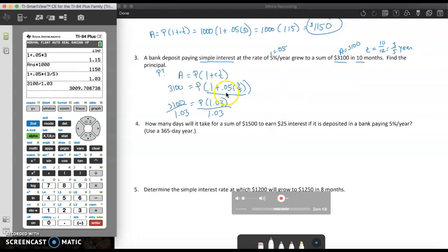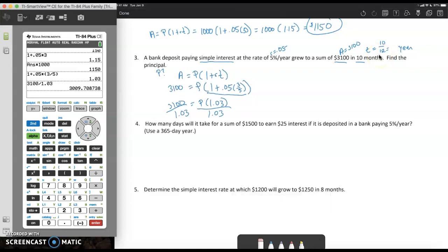3,100, 1 plus, I think it's, oh, I see what it was. I did my time incorrectly. So those of you who like to catch my mistakes, this is, I don't know why I keep writing that. 10 over 12 does not reduce to 3/5, it reduces to 5/6 of a year. So I'm going to go in and fix that. The problem is that this number is wrong.